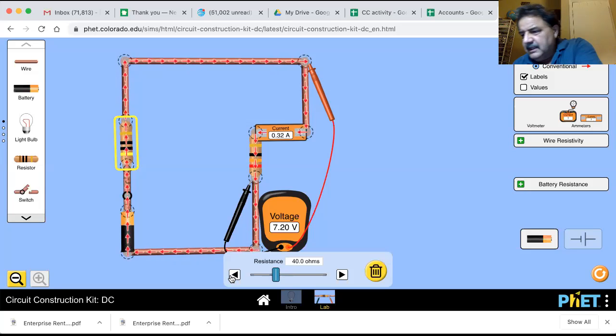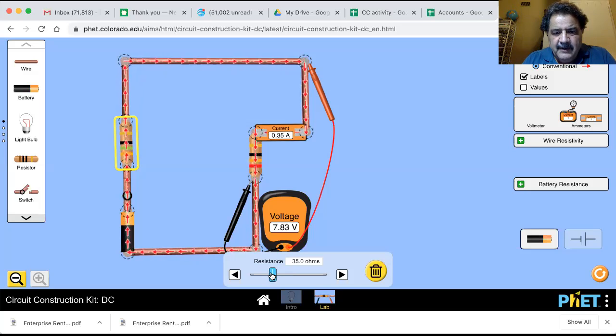And we've got 7.20 volts and 0.32 amps. Let's go down to 35. Exactly 7.83 and 0.35 amps, 350 milliamps. Let's go down to 30.